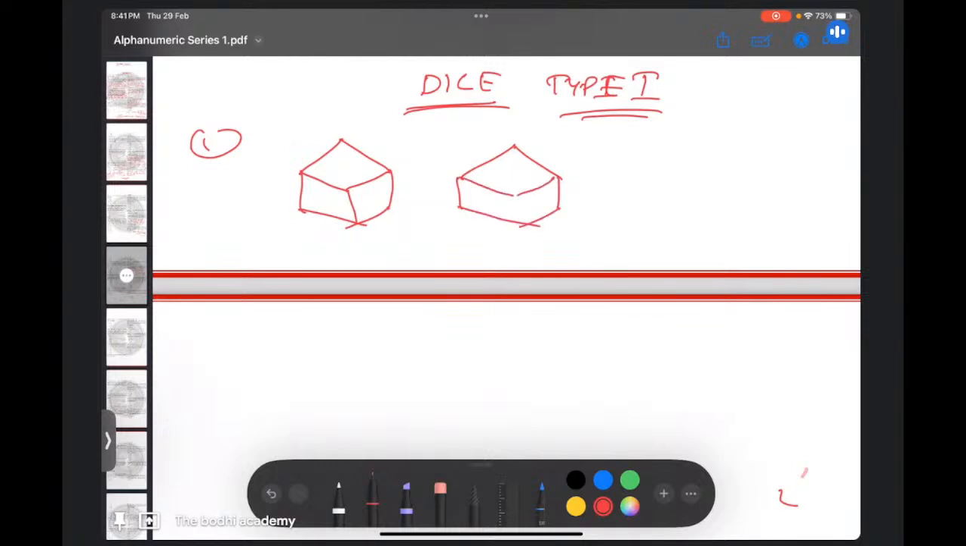Let us say, okay, this may not be the real dice. So don't worry about it. We are just bothered about how to solve. We are just bothered about the process.